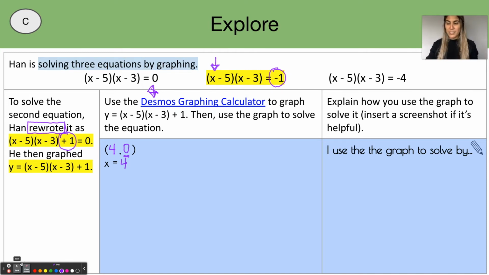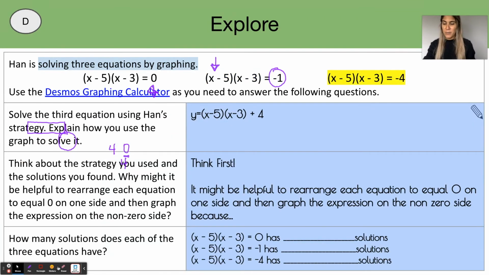We are going to continue to the last part of our Explore. Okay, in the last part of our Explore, it says, Han is solving 3 equations by graphing. So we've done the first one. We did the second one. So now we're going to do this one.